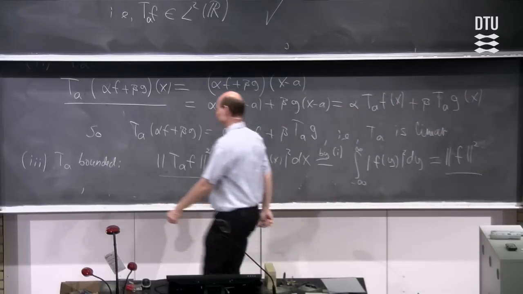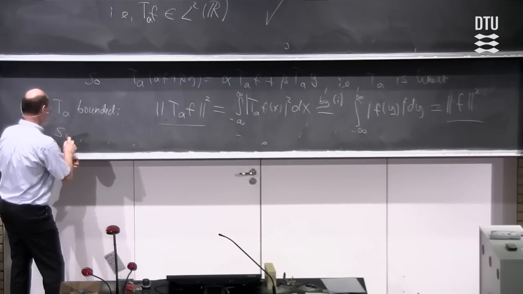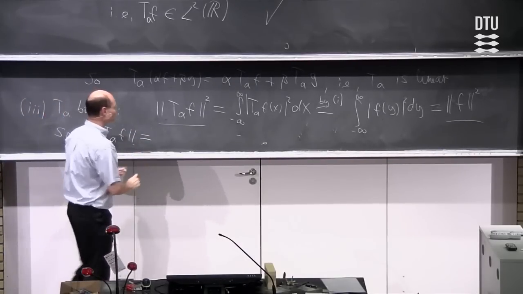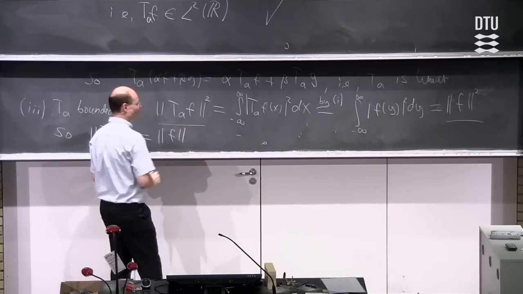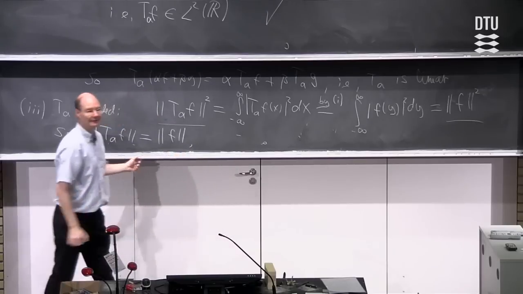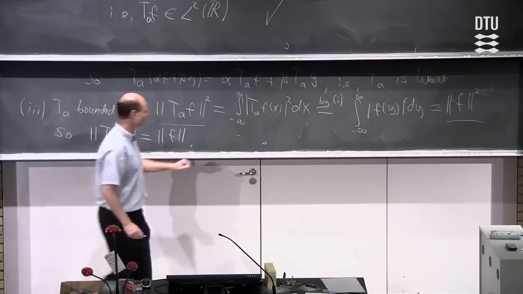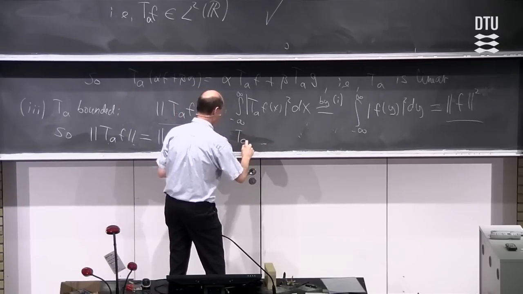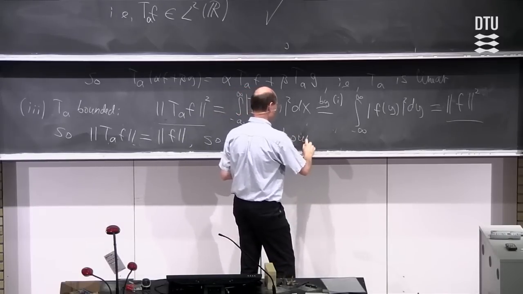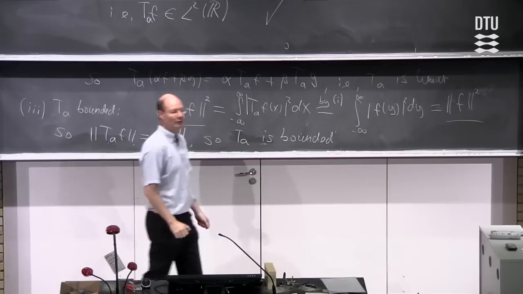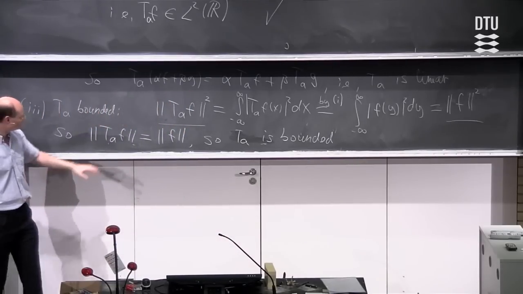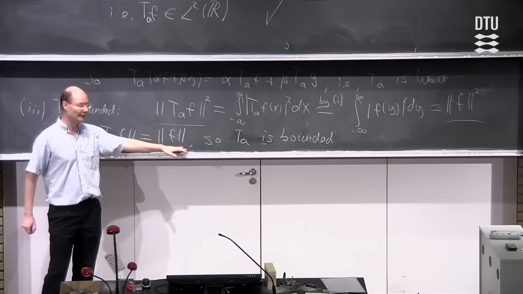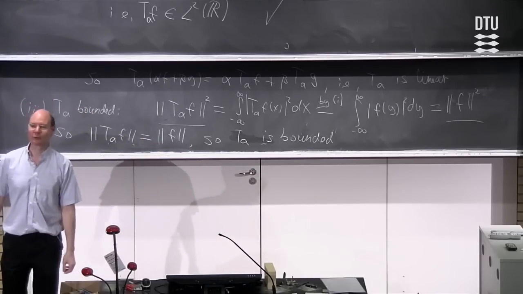So the conclusion is that the norm of T_A f is the same as the norm of f, and what this says is that the operator T_A is bounded. Actually, you get even more than that it is just bounded. You get that the norm of the operator applied to an element is exactly the same as the norm of the element itself. So this means that the operator is actually what we call an isometry.